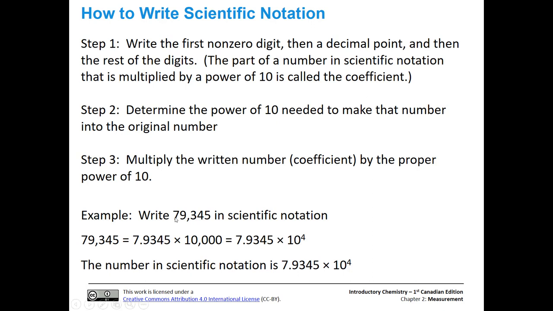So here's an example. We're going to write 79,345 in scientific notation. So here's our number, and here's the coefficient now. What I like to do is count. I'm going to pretend there's a decimal place here, and I'm going to move the decimal place to the left until I get to a number between 1 and 10, so our coefficient. So 1, 2, 3, 4. Okay, so we have 7.9345 times 10 to the fourth power. So see what I did there? No matter what this is, I'm going to pretend there's a decimal place there. 1, 2, 3, 4. 7.9345 times 10 to the fourth power. And that is our number in scientific notation. So we're going to do a few more examples later on in the presentation.